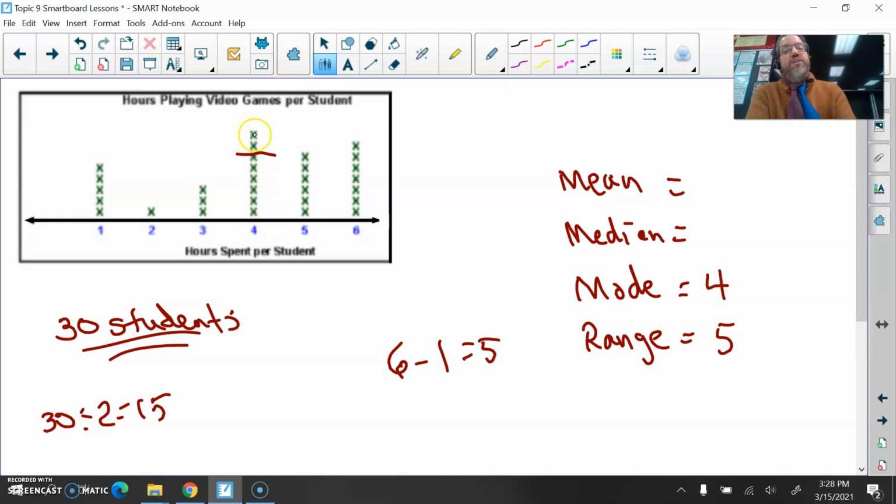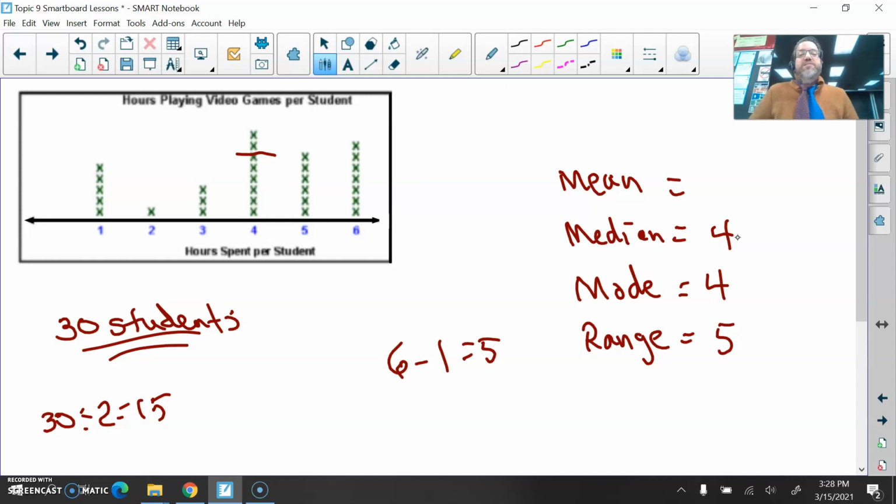So if I keep going, 1, 2, 3, 4, 5, 6, 7, 8, 9, 10, 11, 12, 13, 14, 15 above that line or to the right of it. So the median is in my stack here of 4s. If I listed all these numbers out left to right, I'd have 30 numbers. I'd have 1, 1, 1, 1, 1, 2, 3, 3, 3, 4, 4, 4, 4, 4, 4, 4, 4, 5, 5, 5, 5, 5, 5, 6, 6, 6, 6, 6, 6, 6. The median of the data set would be in that string of 4s. Okay, so my median is 4 in this data set.